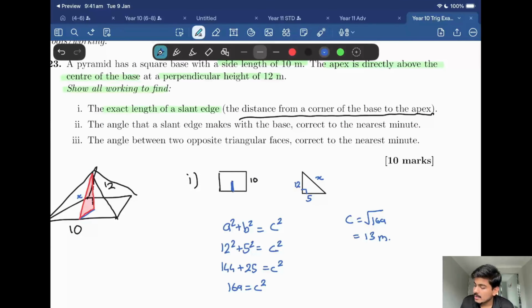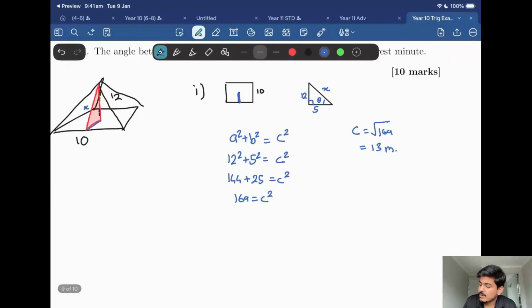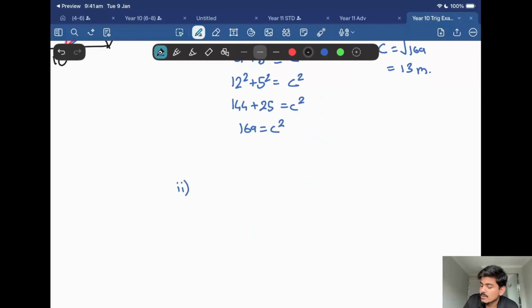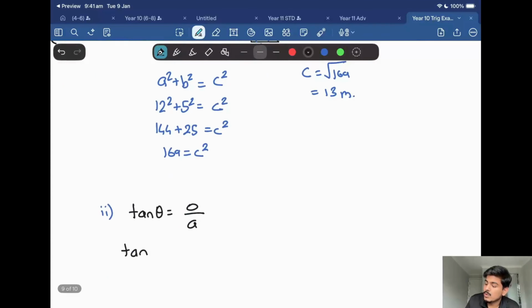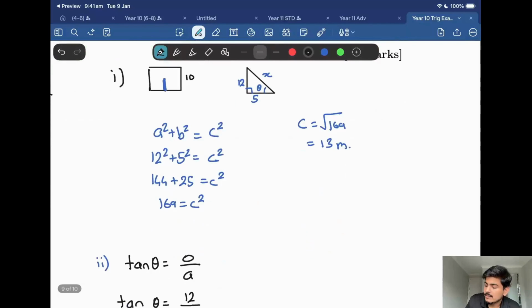Perfect. Okay, the angle the slant edge makes with the base. So we're trying to find this theta now. Okay, so how do we find that theta? Well, you can use tan theta. Tan theta is opposite over adjacent. Sorry, tan of theta is equal to 12 over 5.